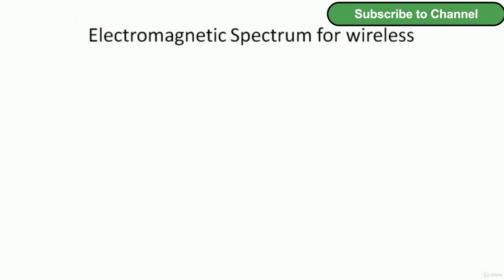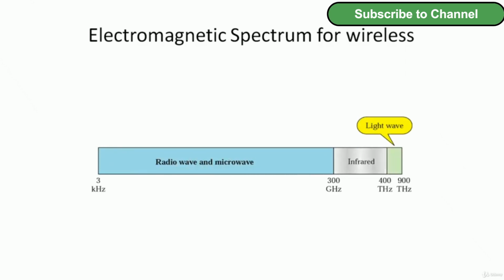Then next one, we have to study the wireless transmission media, and for that first we should know the electromagnetic spectrum for the wireless. Electromagnetic spectrum is nothing but the range of frequencies over which the signal transmits. So starting from 3 kilohertz up to 300 gigahertz, it is the radio and microwave. Radio waves and microwaves are there.